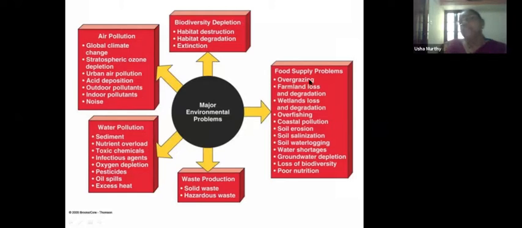Then apart from this, the other major problem is the food supply problem. That is overgrazing, farmland loss and degradation, wetland loss and degradation, overfishing, coastal pollution, soil erosion, soil salination, soil waterlogging, water shortages, groundwater depletion, loss of biodiversity, and poor nutrition. So the major environmental problems are air pollution, water pollution, biodiversity depletion, waste production, and food problems. These are the major environmental issues.